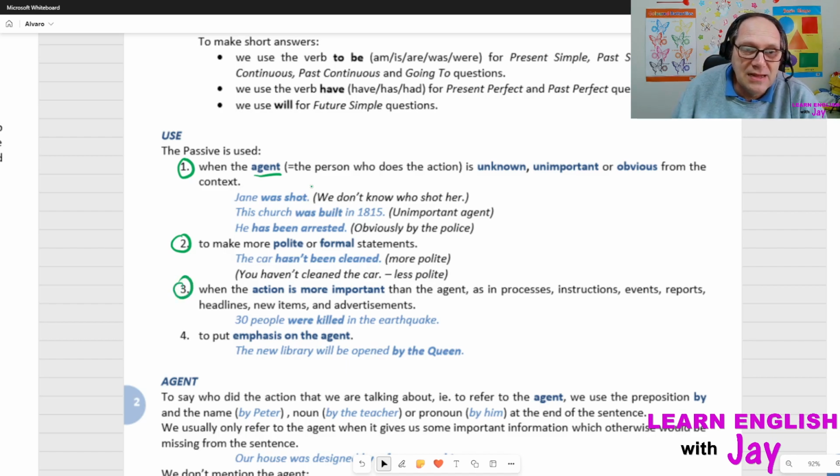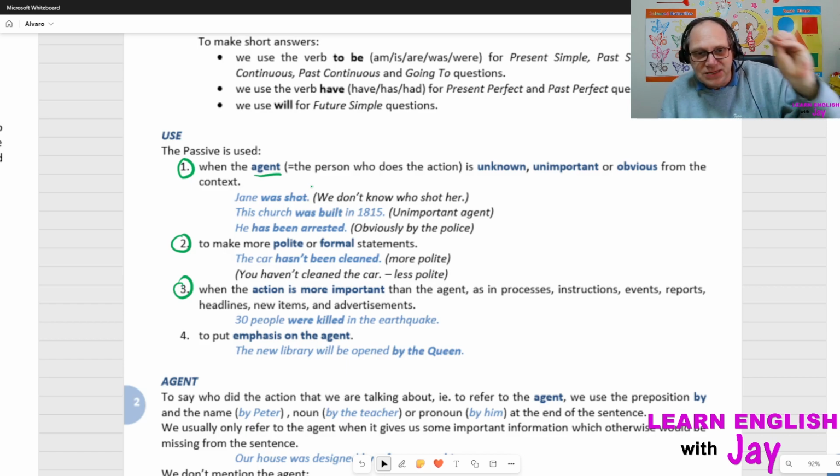Next one, the action is more important. So when what happened is actually more important than the processes, the instructions, the events, reports, whatever, we use the passive voice. So, 30 people were killed in the earthquake. That part is really important. Instead of saying the earthquake killed 30 people, it's really important to know that the action is more important.